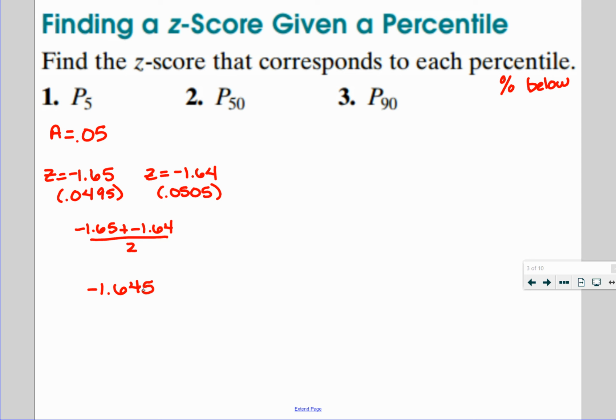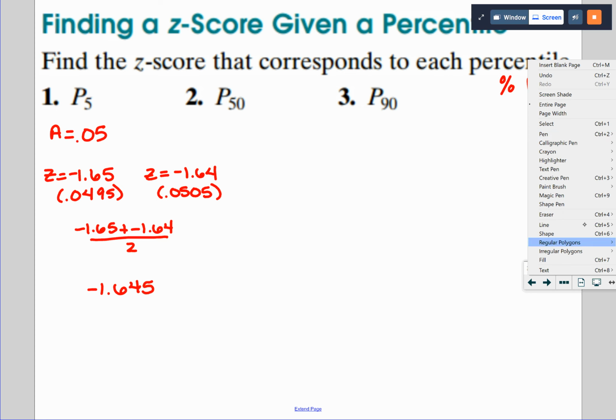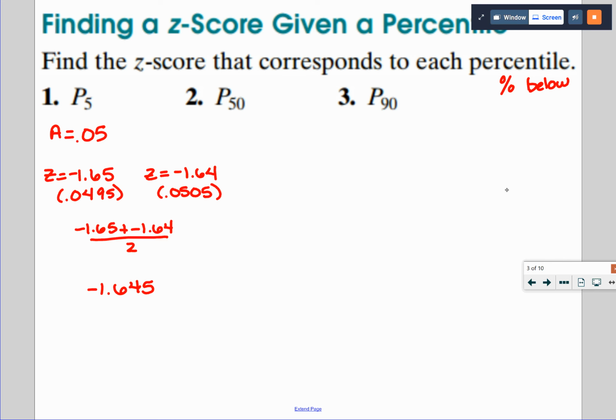Any questions where we're getting these numbers from? Everybody kind of seeing it in your purple packet? Okay, so 0.05 is in the middle, and then I look to the left and above. Okay, when I see the 50th percentile, that's probably one that you don't need to look up. If you're at the 50th percentile, where are you in the bell curve? In the middle. So what's the z-score in the middle? 0. You can look up 0.5 if you want to, but it's 0.